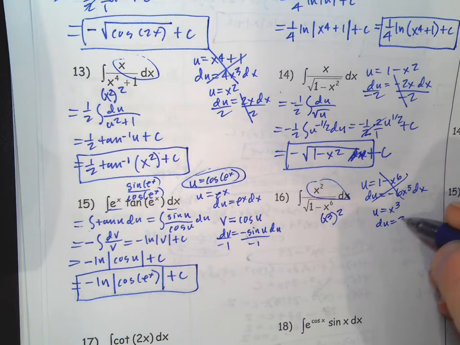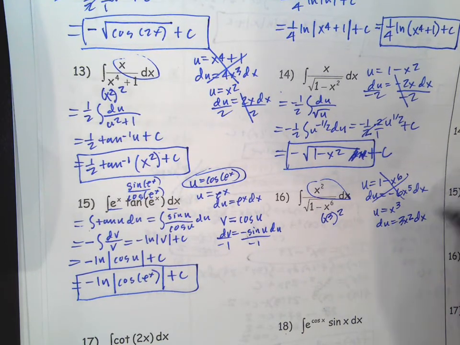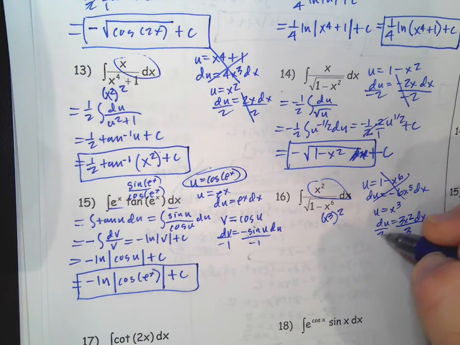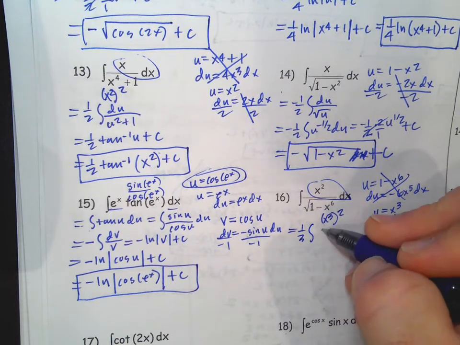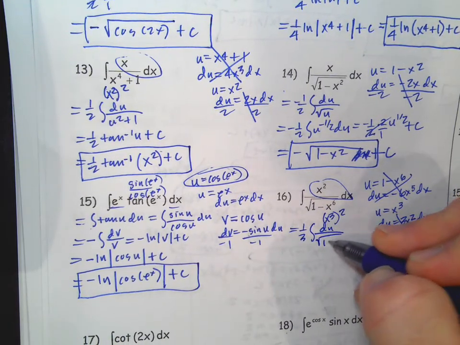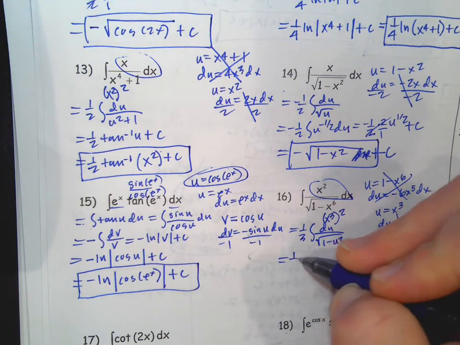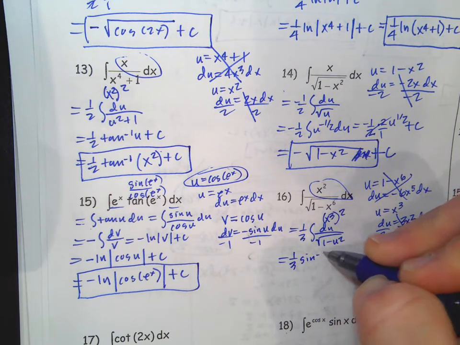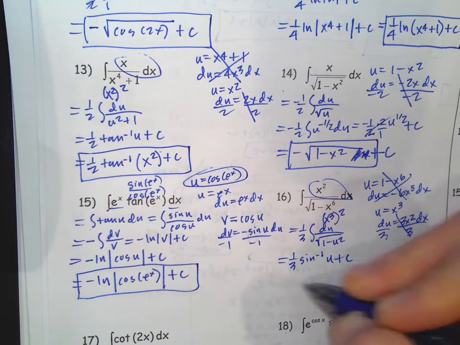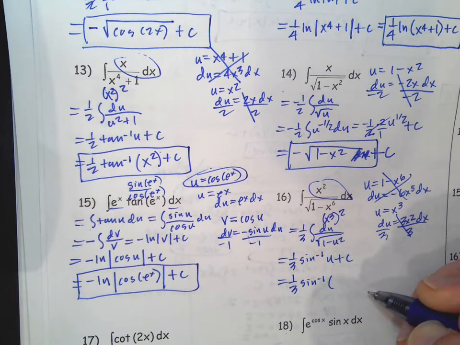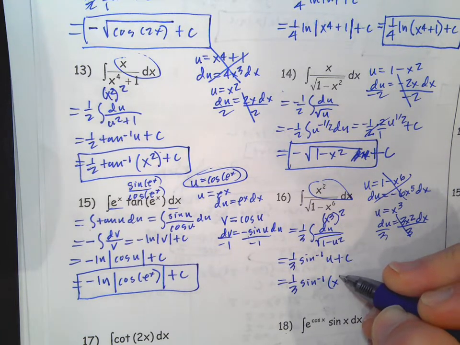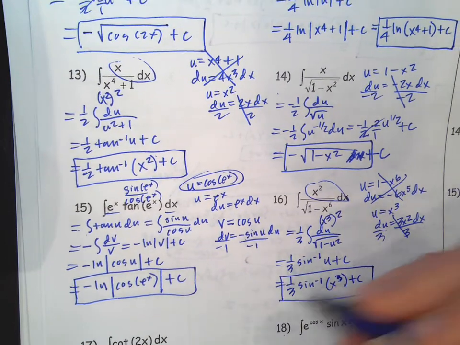du equals 3x squared dx. Don't want the 3. That works. So that's going to be 1/3. And integral of du over the square root of 1 minus u squared, which is inverse sine of u plus c. I'm going to change it back to its original variables. x cubed plus c. There we go. All right, number 17.